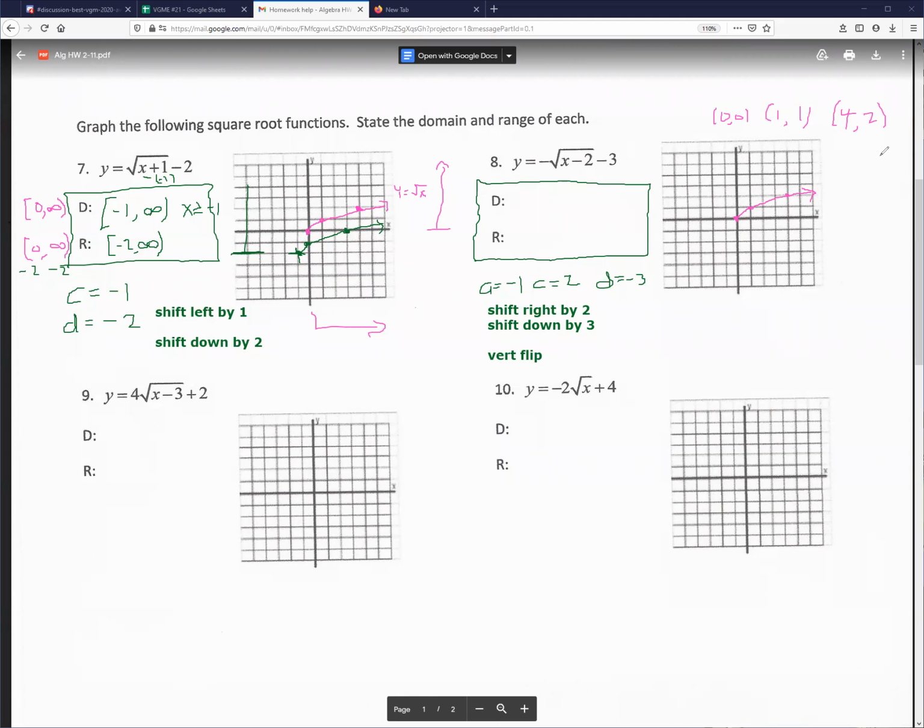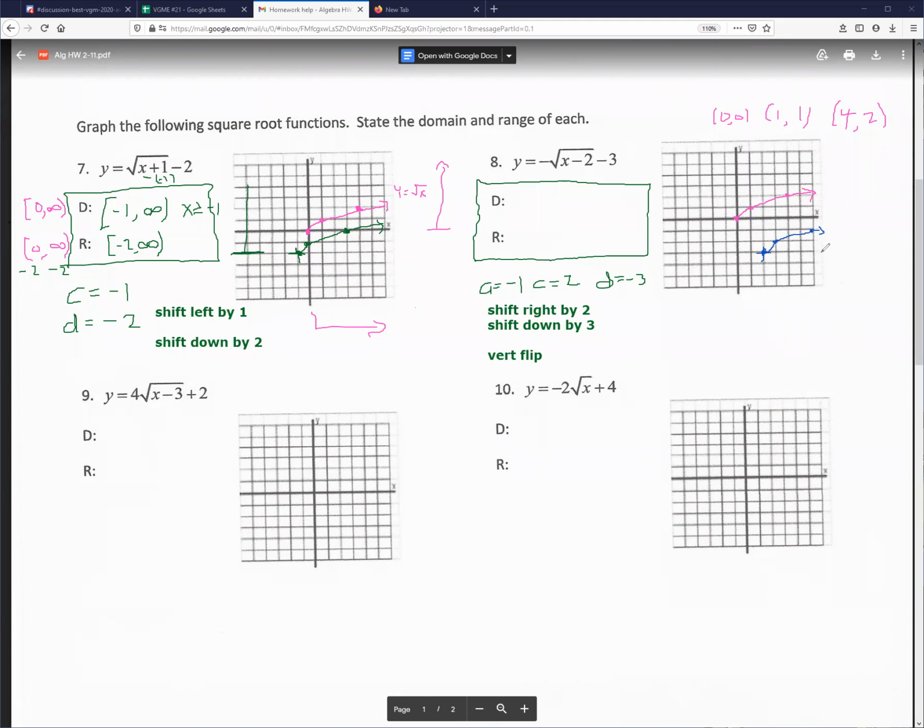All right, so we need to shift to the right by 2 and down by 3. So I'm going to do that first. I'm going to do this in 2 steps just to show you what's going to happen. So we have right by 2, 1, 2, and down by 3. So this is our new starting point, if you will. And so I'm going to have a point there, and then I'm going to have my 1, 1, and then 2, 3, 4, 2. And so this is what it would look like if we shifted to the right by 2 and down by 3.